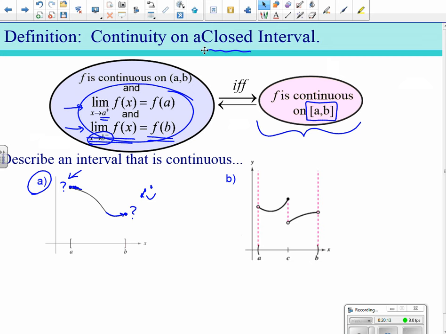Part B here, I've got open endpoints, so I would say this one is continuous from A to C, and then we have continuity from C to B over here. But they would have to be open intervals. I could not discuss closed intervals because my functions aren't defined on those endpoints.